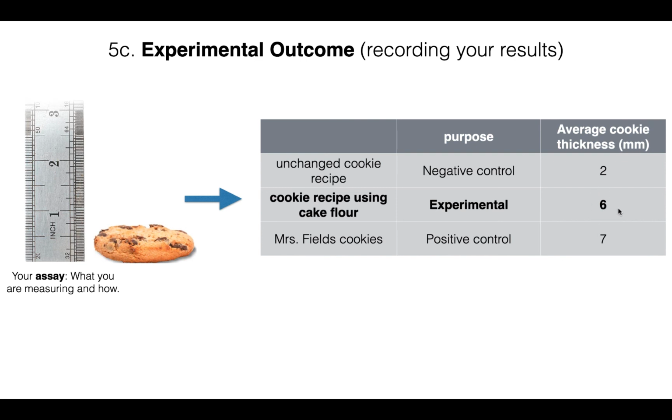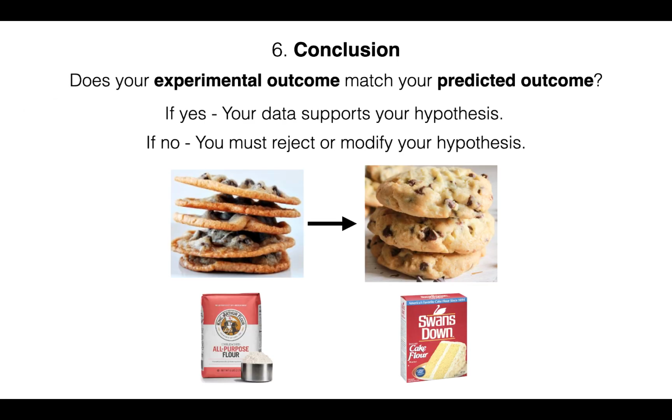And notice our experimental outcome here, 6, is significantly much more similar to our positive control, 7, than it is to our negative control, 2. And that's how you make your conclusion. You basically take a look at your experimental outcome and you compare it to your predicted outcome. We predicted that when we change the flour type, our cookies will become as thick as Mrs. Fields. That was our predicted outcome. We did the experiment and we got the results. We got our experimental outcome. And then we compared the two, experimental outcome and predicted outcome.